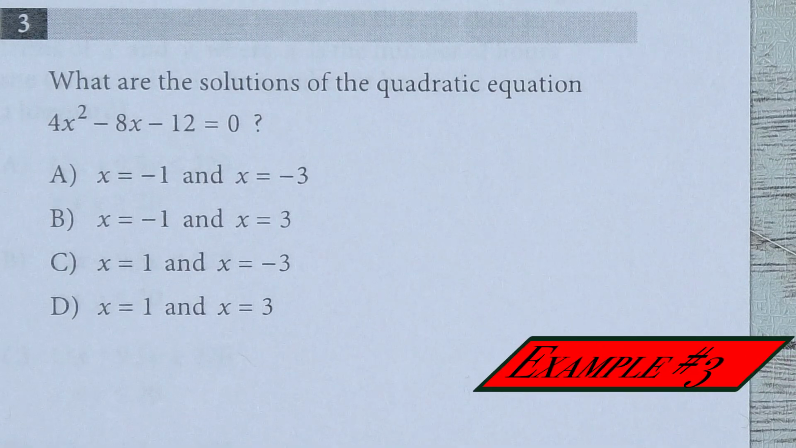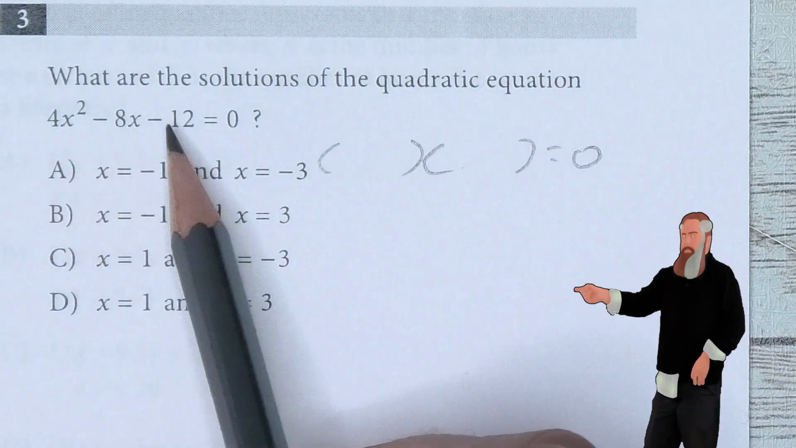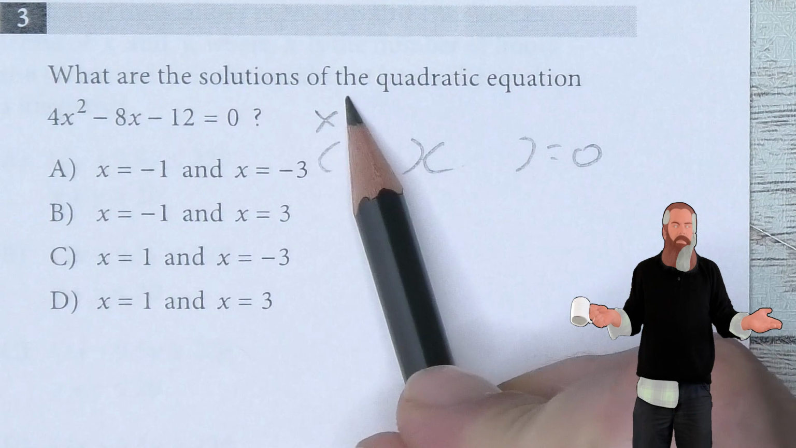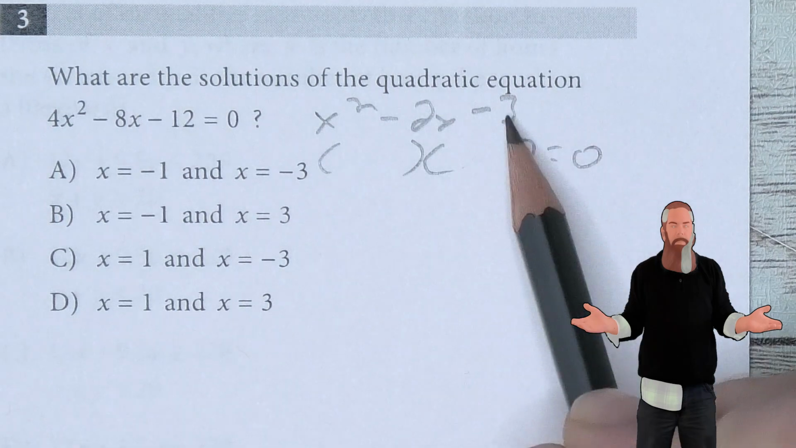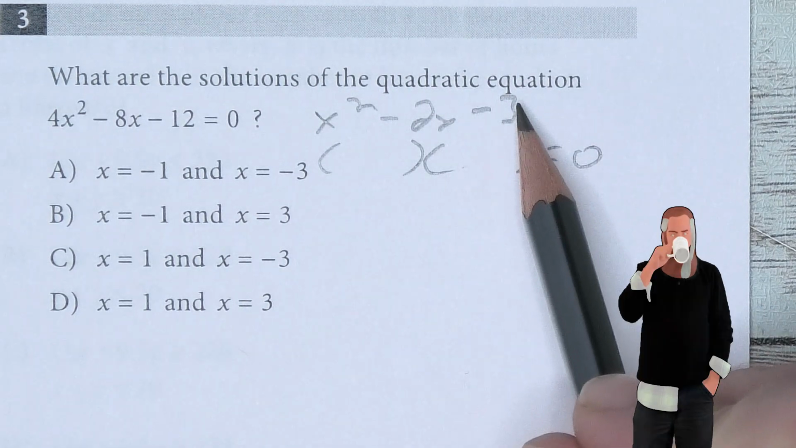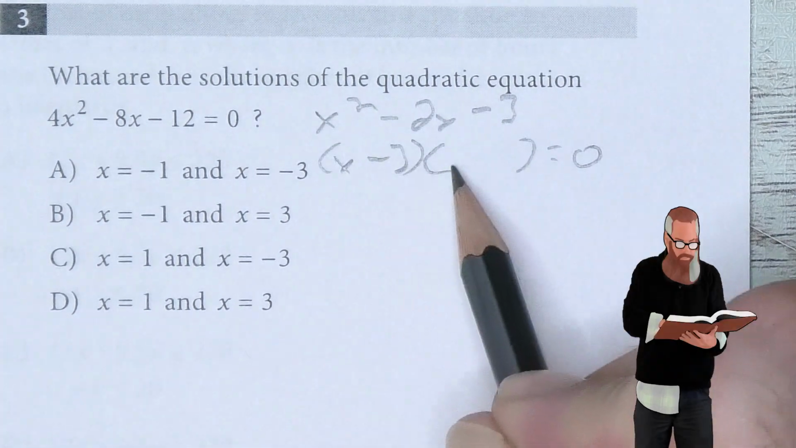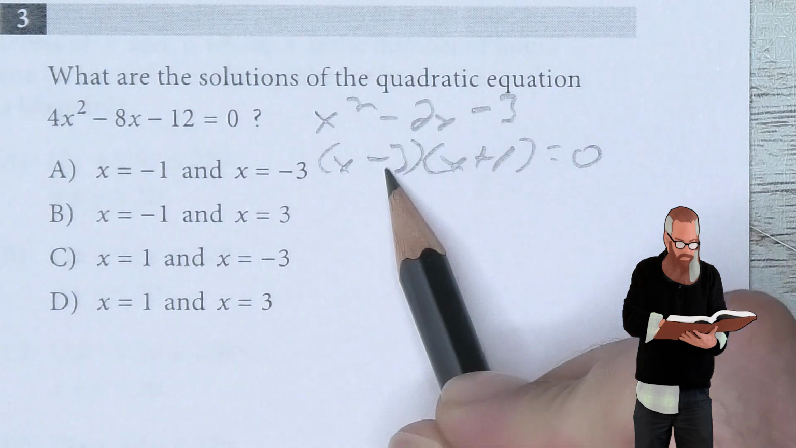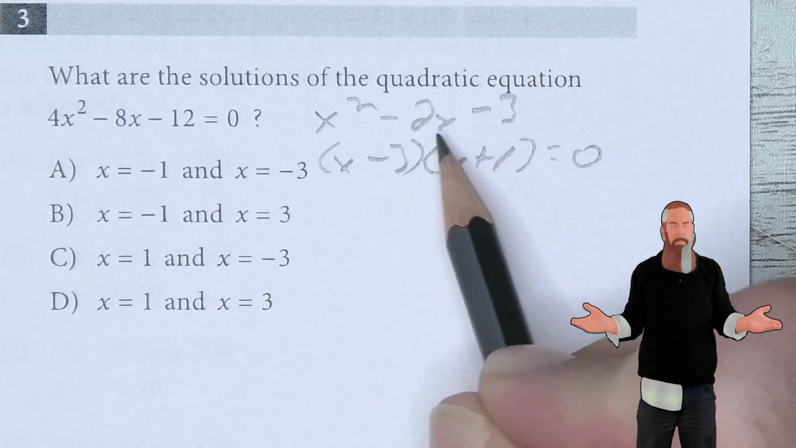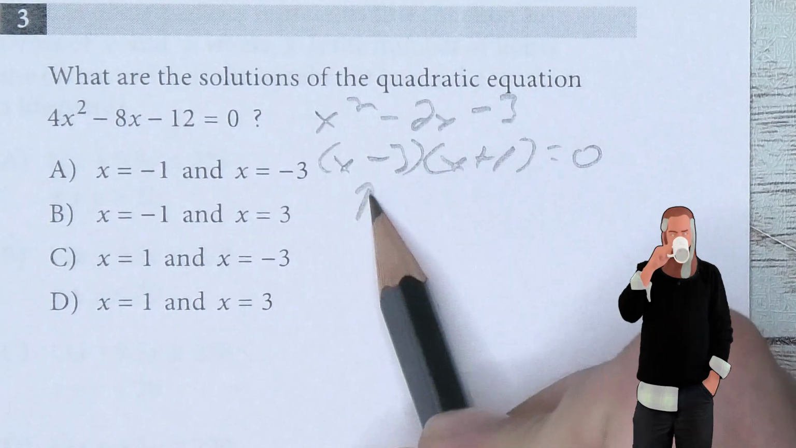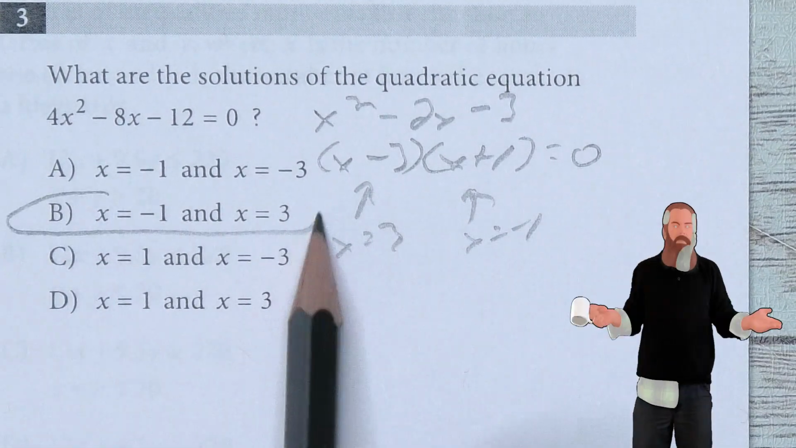What are the solutions of the quadratic equation? So one of the first things I'm going to do to make this easier on myself is divide everything by 4 just to get some smaller numbers. This is going to give me x squared minus 2x minus 3. Now I need two numbers that multiply to make -3 and when added together give me -2. This means I'm going to wind up with an x minus 3 and an x plus 1. -3 times +1 will give me the -3. -3 plus 1 will give me the -2. This means that one of my answers is 3 and the other answer is -1. That means that B is the answer.